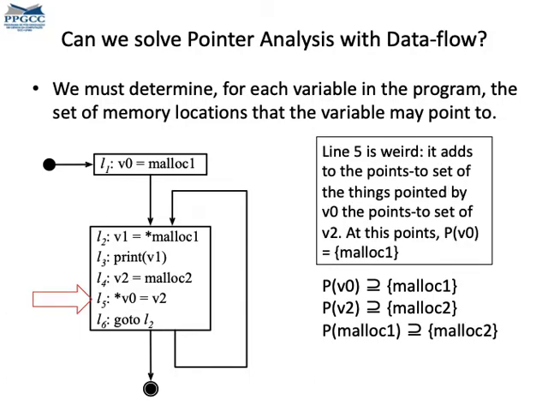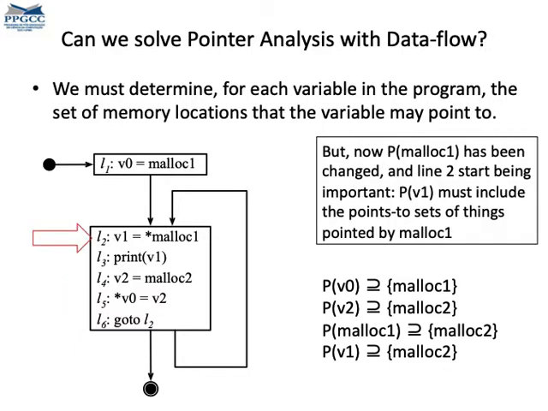And then at line 5, we have that anything pointed to by V0 might point to whatever V2 references. Notice that line 5 is creating relations between malloc1 and malloc2. But these two variables do not exist syntactically at line 5. But after we process line 5, we see that the facts known about malloc1 have changed. And in this case, when we analyze line 2, we see that we are transferring the information from the set of things that malloc1 points to the set of things that V1 points to.